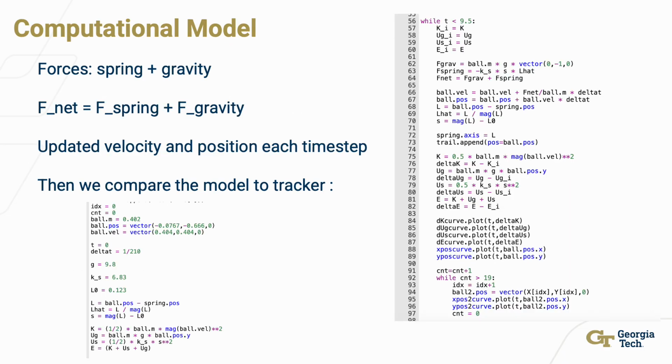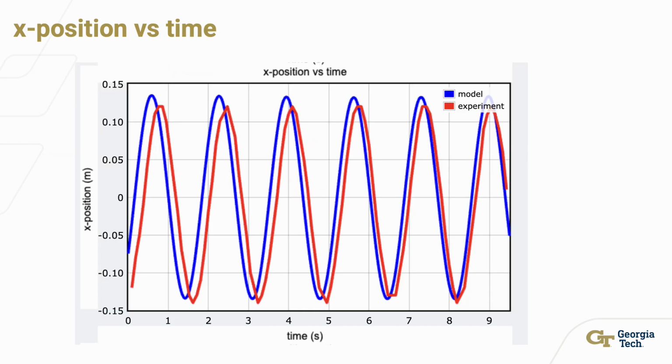The computational model has two forces that it accounts for, spring as well as gravitational force. The net force is just a sum of these. We update the velocity and position on each time step, and then we compare the model results to the Tracker results. When we compare the x position versus time graph, we get the following graph, with the blue being the model and the red being the experimental.